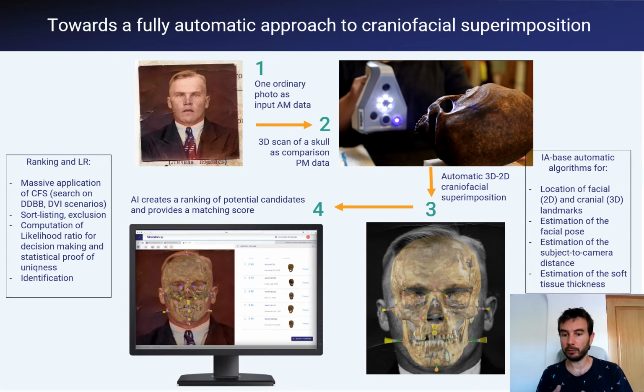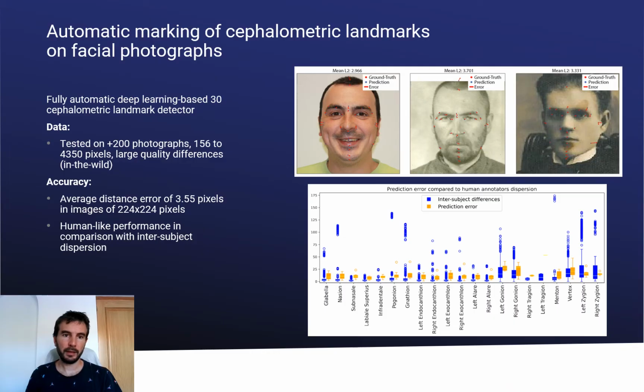Additionally, this fully automatic framework can be employed to calculate a likelihood ratio for each candidate, as we can automatically calculate the same score of a given antemortem case with a set of skulls with similar morphometry to the skull under study. This is really useful to provide statistical support for decision-making, as commonly employed in other forensic fields such as genetics, voice, or facial recognition. In the following slides, I will introduce the main features of each particular automatic method I have just summarized.